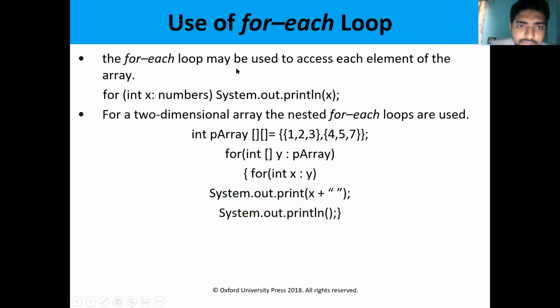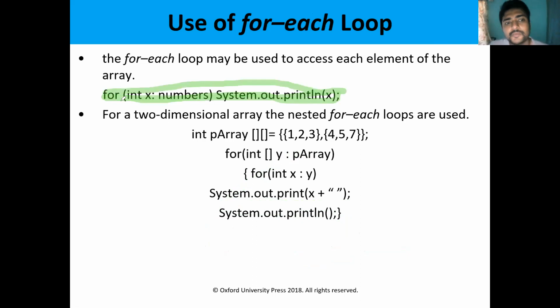This is the syntax to access the array. In a single line we can have access to the array by using the for each loop. For int x, for each value of x of numbers, the array name is numbers. Each number will be printed by using the variable x. By using the variable x, the loop will be repeated up to the end of the array numbers. Numbers is the array name.